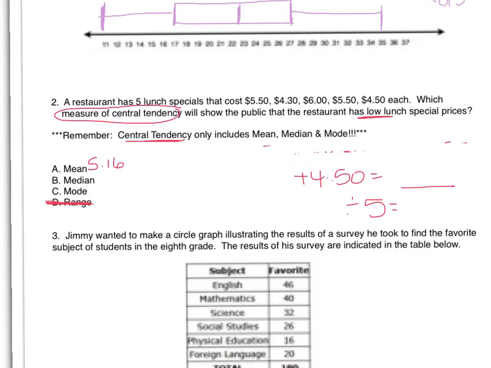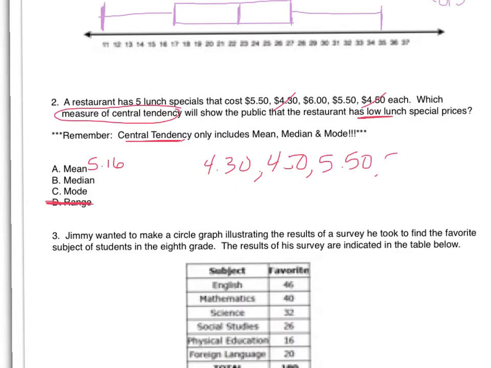The median is the middle number. But before you can find the middle number, you first have to put them in order from least to greatest. So $4.30, $4.50, that's a 5. It doesn't look like a 5, so there we go. Then we have $5.50, $5.50, and $6. Then we cross out small, big, and right in the middle we get $5.50.